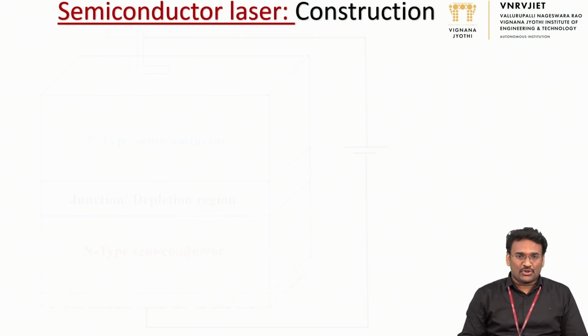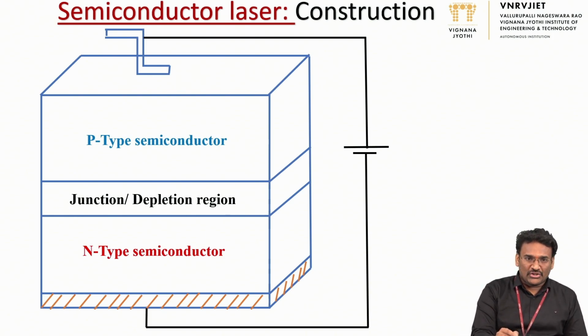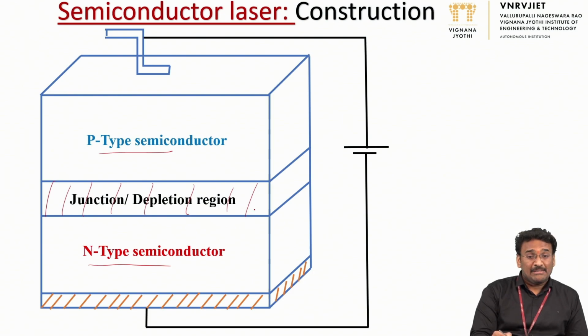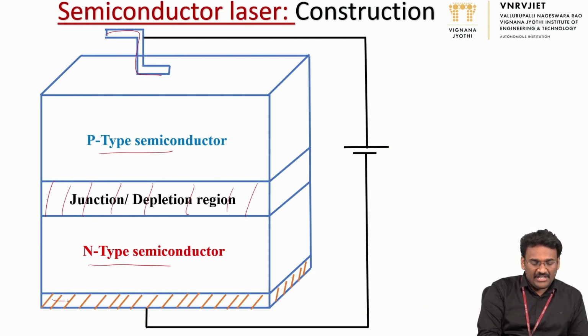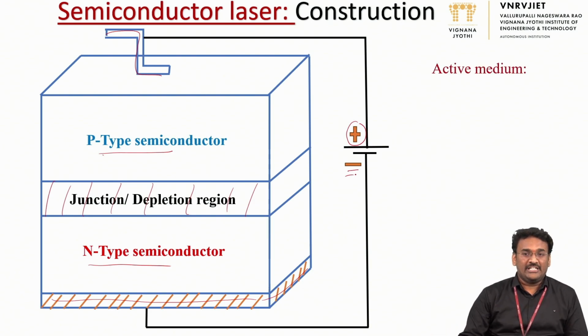Now let's move to the construction of the semiconductor laser. A semiconductor laser is a simple PN junction. It consists of a p-type semiconductor and an n-type semiconductor, and this is a PN junction. In general we call it a depletion region. This one is an electrode, and this shaded one is another electrode for the n-type. These two are connected under forward bias. That is, the p-type semiconductor is connected to the positive terminal and the n-type semiconductor is connected to the negative terminal.